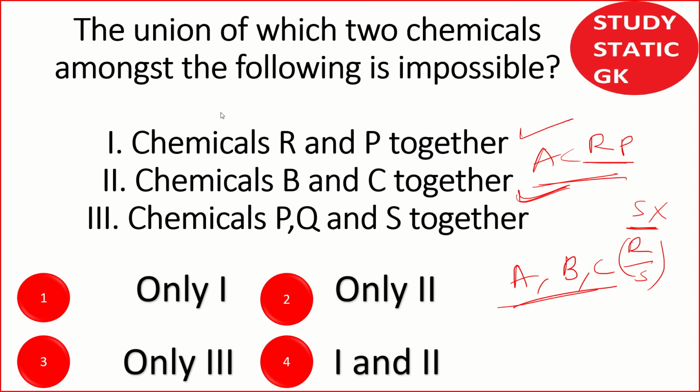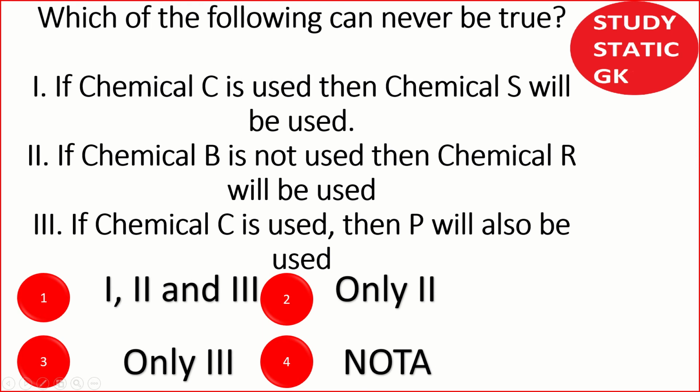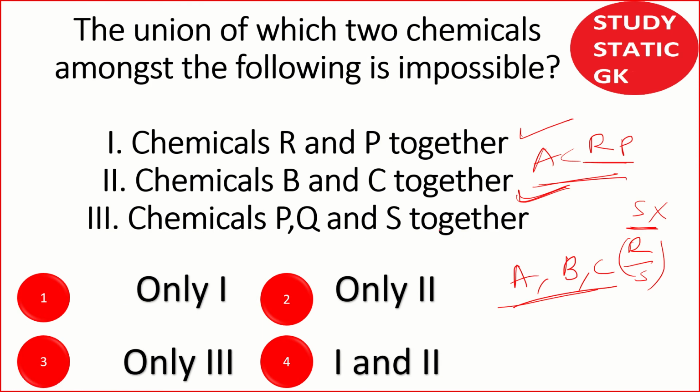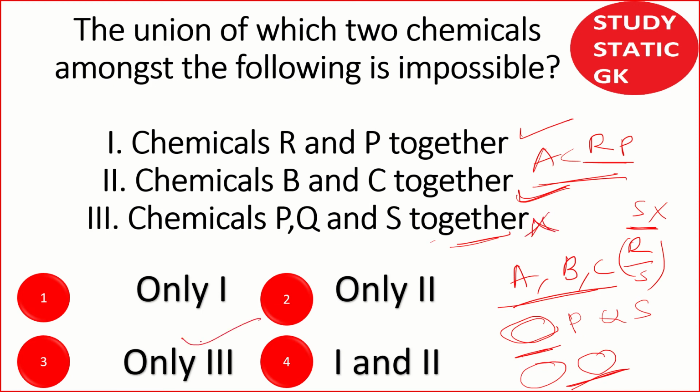Again, the third one, chemicals P, Q, S together. So chemical P, no, it cannot be possible, because if P, Q, S are present, there is only one element to be added, that is, only one stable element can be added. But according to the question, at least 2 stable elements should be there. That means this is the impossible case. So only 3 is the answer, right?